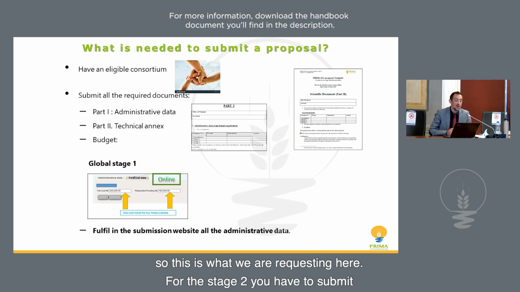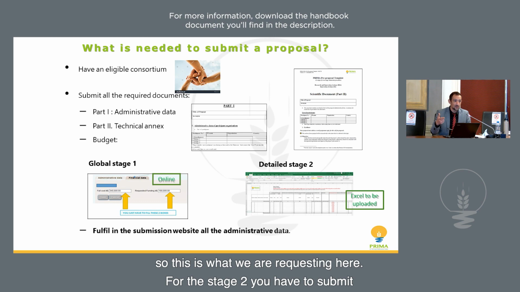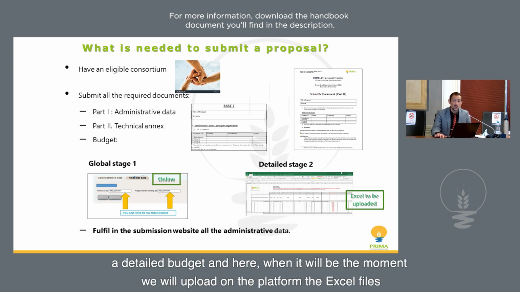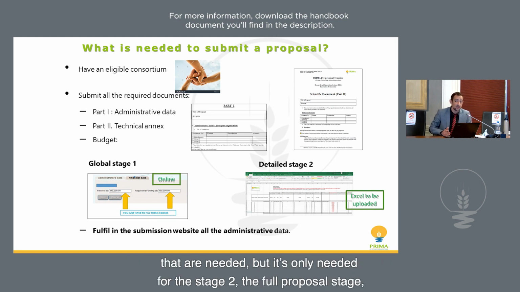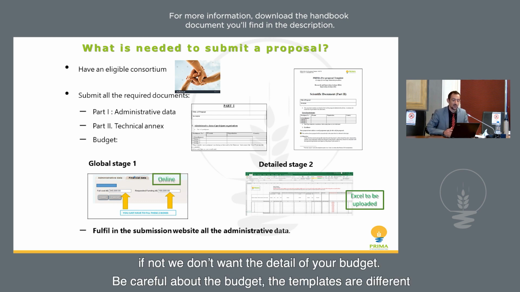So this is what we are requesting here. For stage 2, you have to submit a detailed budget. And when it is the moment, we will upload on the platform the Excel files that are needed. But it's only needed for stage 2, the full proposal stage. If not, we don't want the detail of your budget.